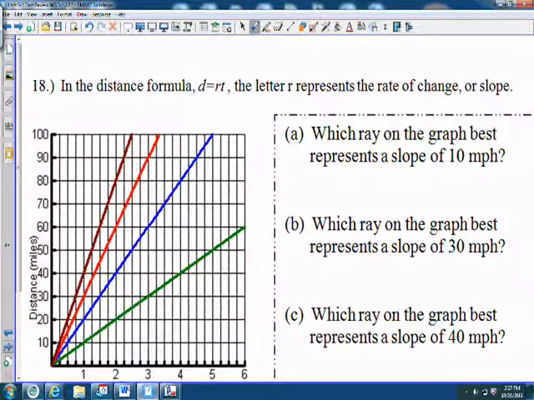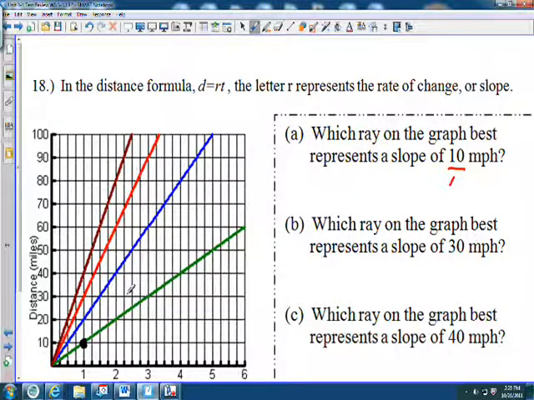Okay, you have this formula and it wants to find which ray on the graph best represents a slope of 10. 10 is going to be 10 over 1. So we're going to go over here and I'm going to go up 10 and over 1 and put a dot. Okay, it's this green one. It didn't come out on what we were doing. I had to take off my headphones real quick.